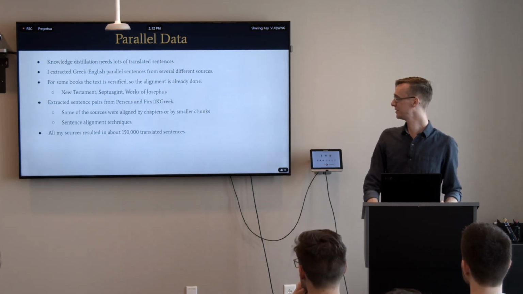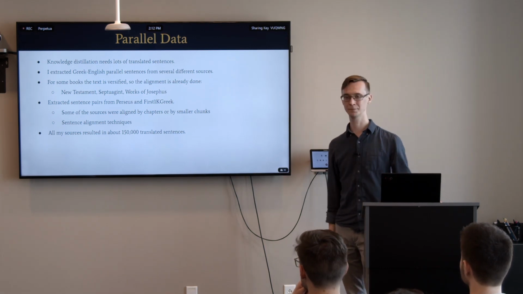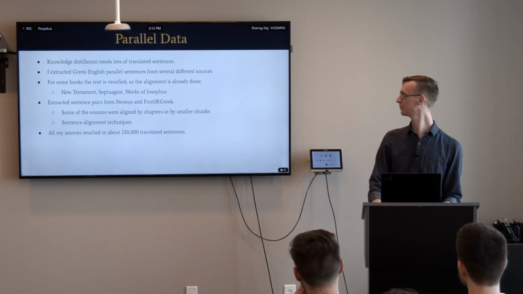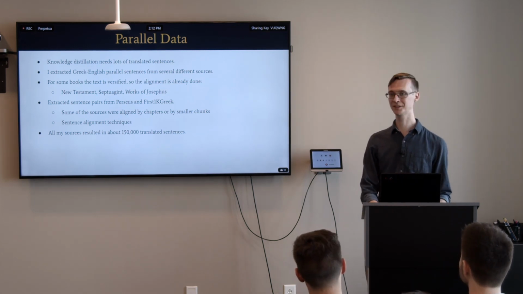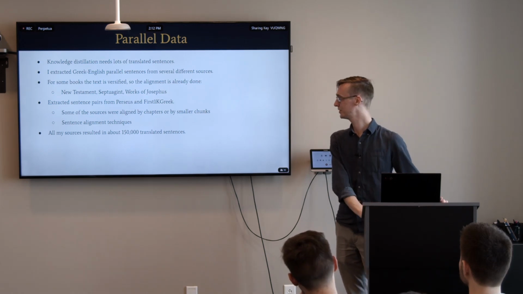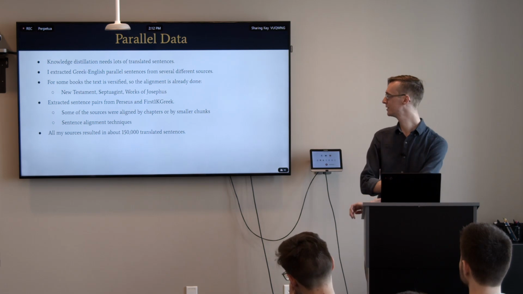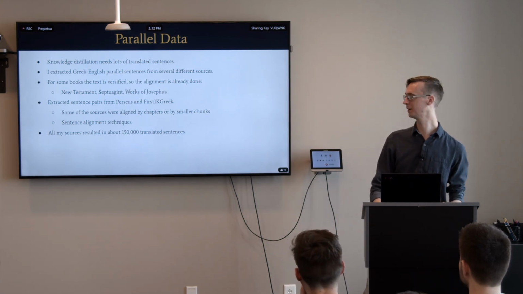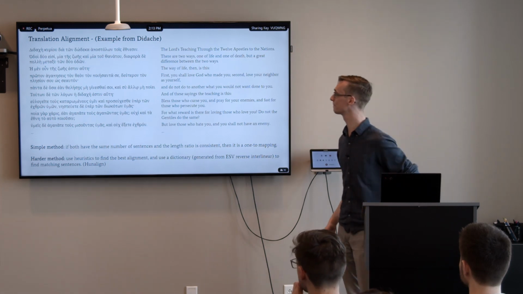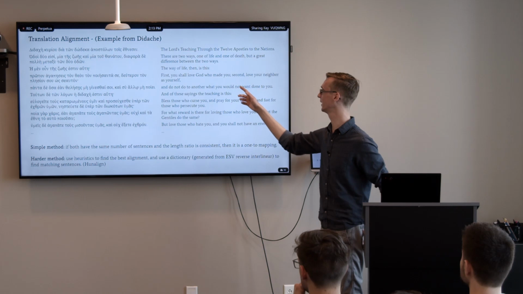And then the data sets I spoke about before, the Perseus and First 1,000 Years of Greek project, have English translations for a lot of their Greek texts. And so I extracted as many as I could from these sources. Some of these sources were aligned by chapters or by smaller chunks, but not by sentence, so I had to use various sentence alignment techniques to align them by sentence. And here's an example of this. Here's the Greek text of the first couple of sentences of the DDK with the English beside it.